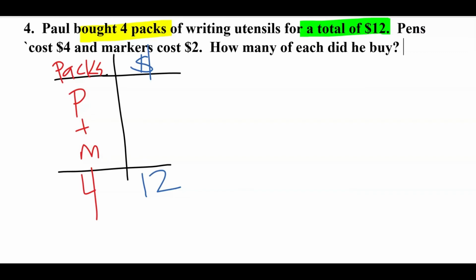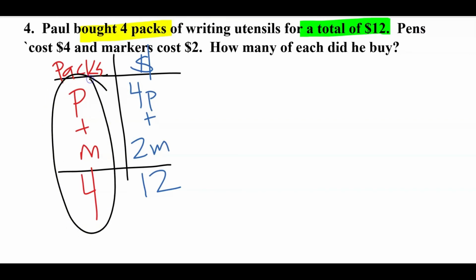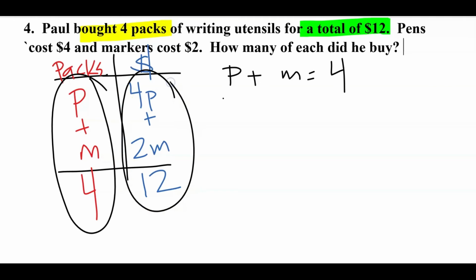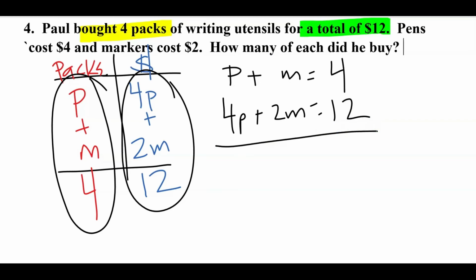Now when it comes to price, we do have a price. We know that pens were $4, so it was $4 for pens plus $2 for markers. Altogether he spent $12. So these are the two equations that I would use. P plus M equals 4, and then 4P plus 2M equals 12. And I would just solve those using the elimination method, just like we've been doing.